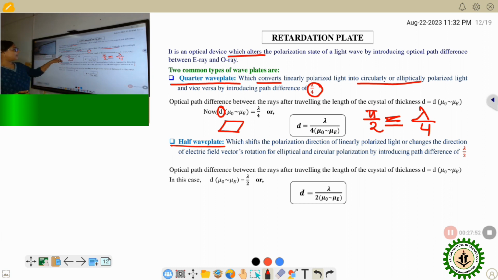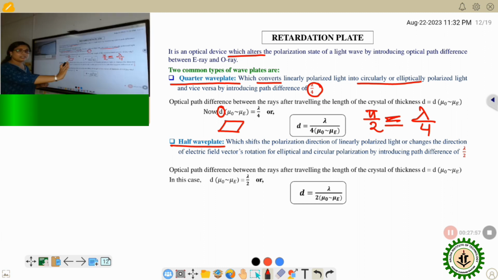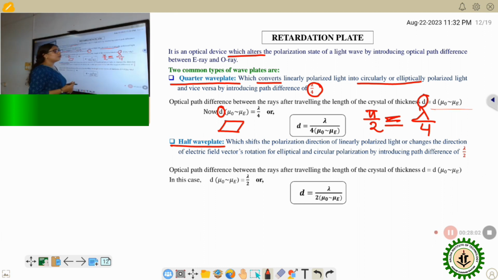The optical path difference between the rays after traveling through the crystal of thickness d is given by d into mu o difference mu e. We have written difference, not minus, because we don't know which one is greater, mu o or mu e, because depending on positive and negative crystal, any one can be greater. So it is only difference.